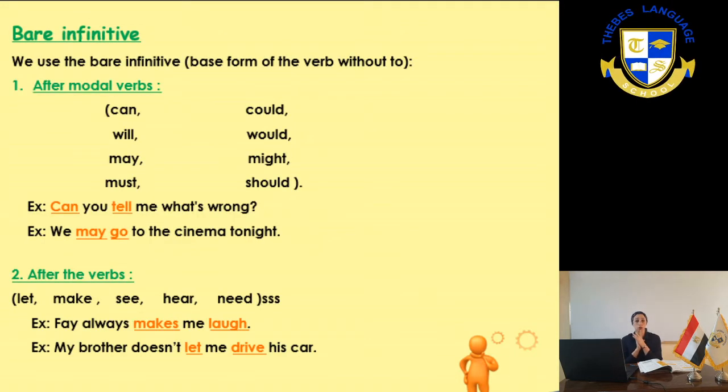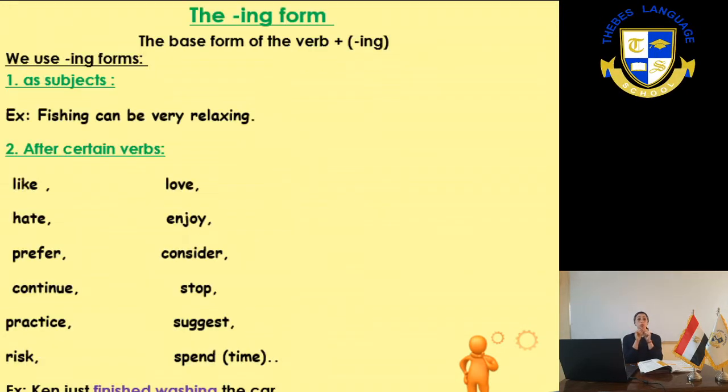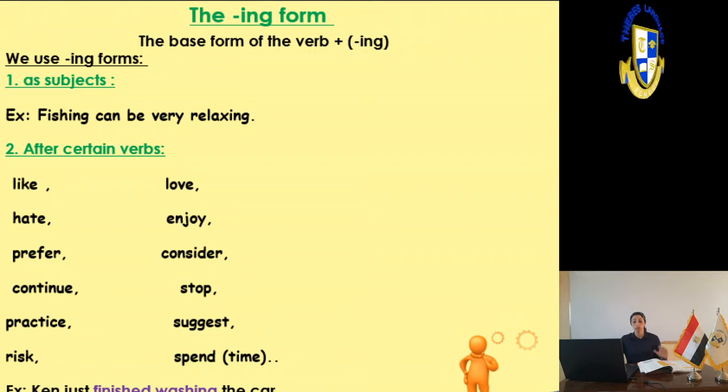Here we are going to go for a new part in our lesson, which is the verb plus ing. Why do we use it? We use it as a subject. How? Fishing can be very relaxing. Actually, I can say when I fish or I go fishing, for example, I became very relaxed, so this is very wrong. Instead of this, I can say fishing can be very relaxing, for me, of course.